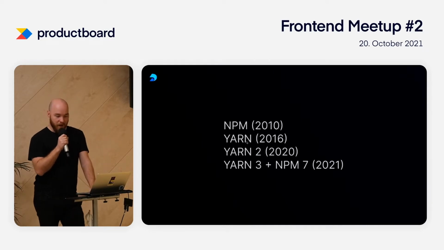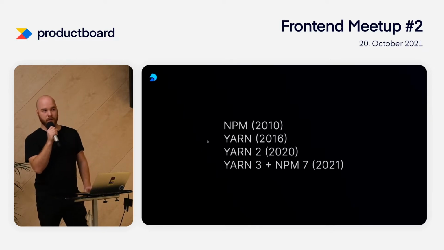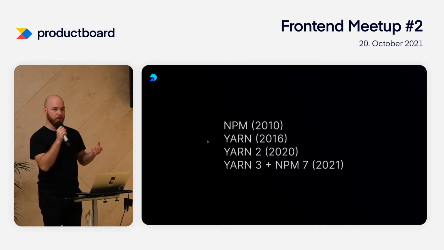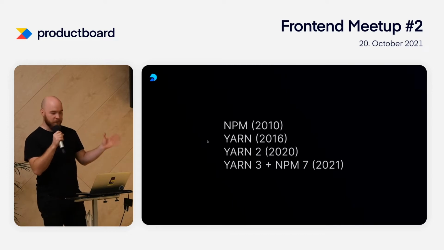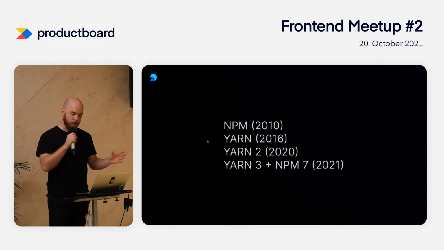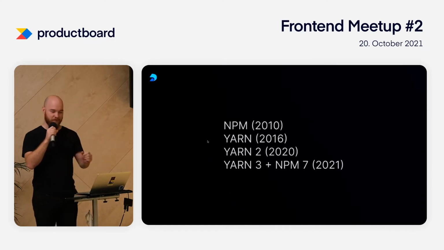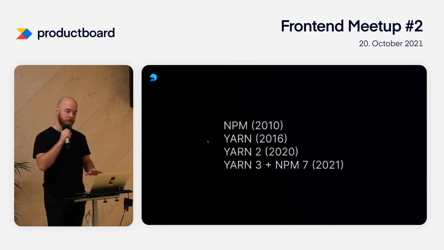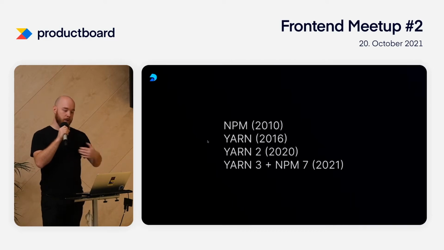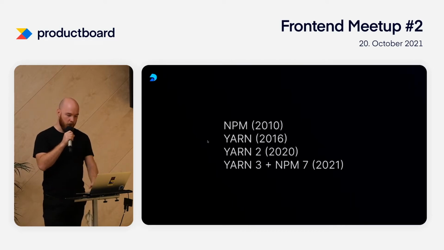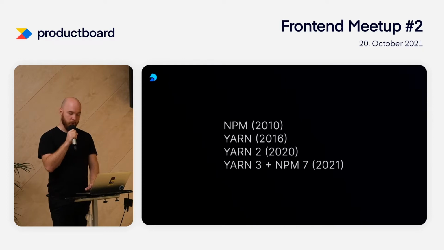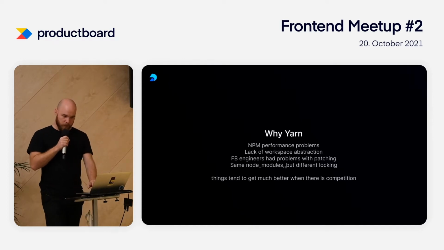So Yarn was authored by Facebook engineers in 2016 as a response to some problems with NPM, let's say. Then in 2020, Yarn had problems by itself. So there was a radical new version, Yarn 2, and it helped us to speed up some things. And now we are in 2021. In August, Yarn 3 was born, and recently also NPM 7 was born. So why Yarn?